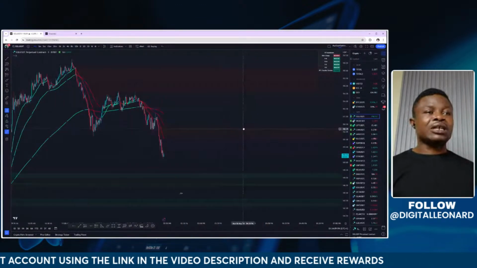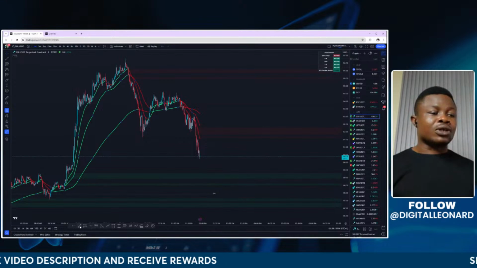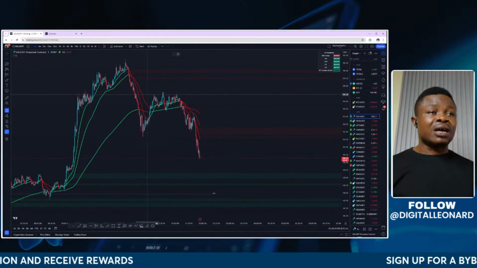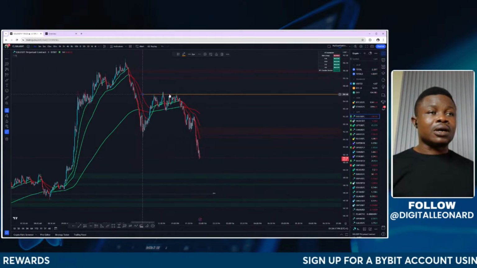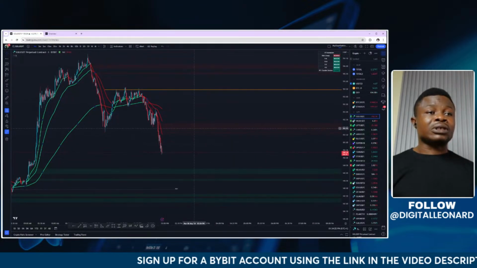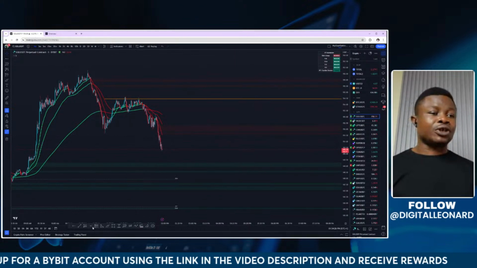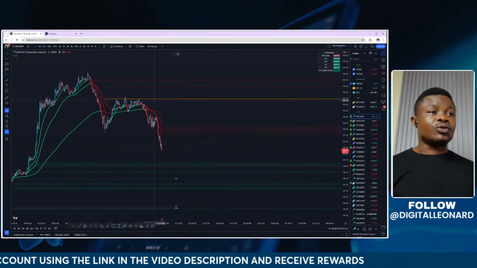So what I want to basically do here is, I don't want this market to go above this area. I don't want Solana to go above that area. If it does, I'll be out of the trade. So for Solana, I'm looking to go short.